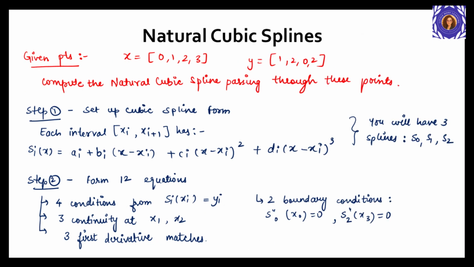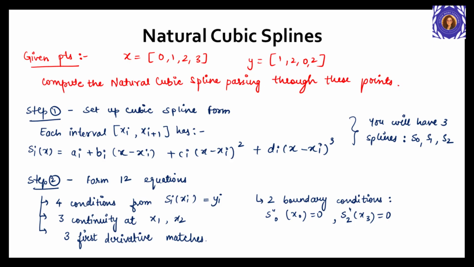Next up are natural cubic splines. We are given data points x and y and we want to compute the natural cubic spline passing through these points. The first step is setting up the cubic spline form. For each interval xi and xi plus 1, this formula will be used. And we will have 3 splines S0, S1 and S2.